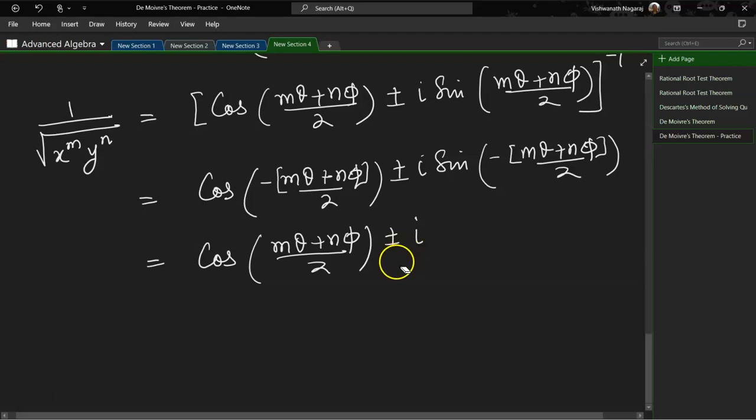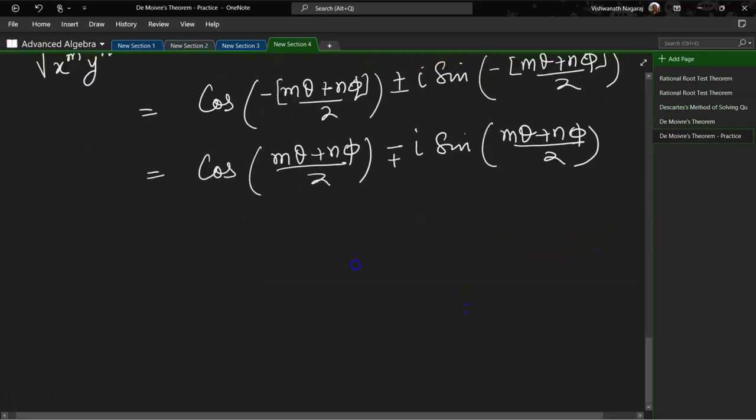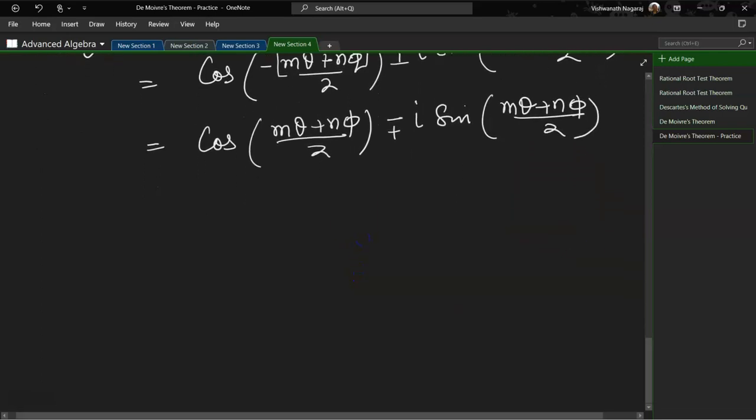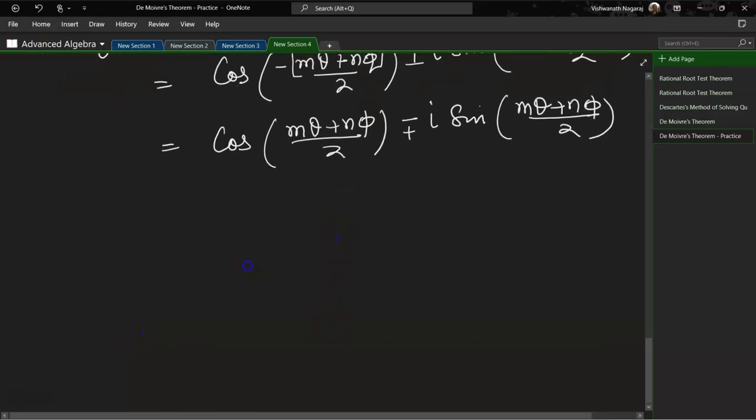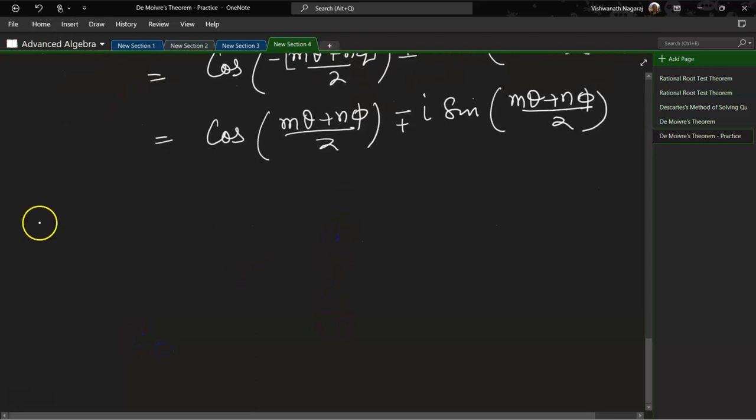So that means minus will come out, which means this will become minus plus i sin (m theta plus n phi) by 2. Okay, now we have got this. Both the main term and its reciprocal we have got. Now we have to add them up. So what do we get?